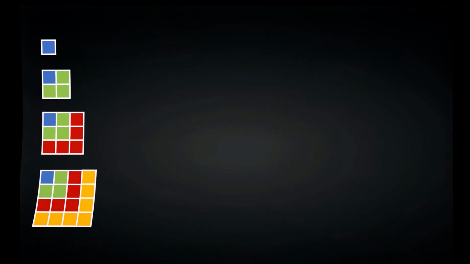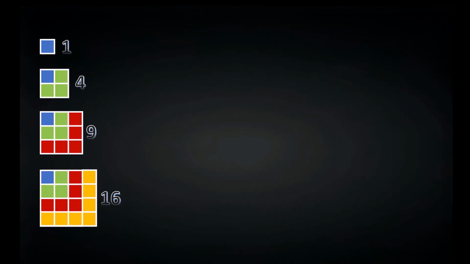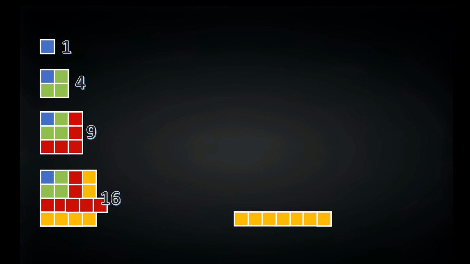Here are the first four square numbers represented by square boxes. Here I am arranging these boxes to showcase the sum of these four square numbers.